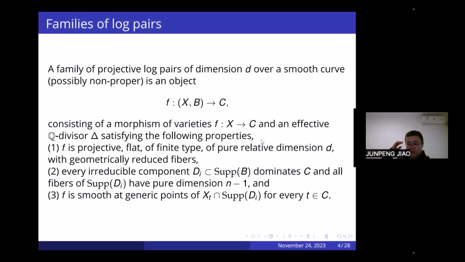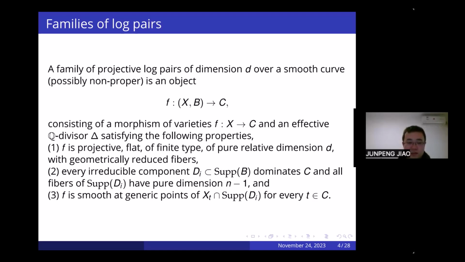A family of varieties is easy to define, but for log pairs, things may be difficult because of the boundary, the divisor. So we define a family of projective log pairs. It's an object f: (X, B) to C. It consists of a morphism of varieties f and an effective Q-divisor Delta on it, satisfying the following properties.